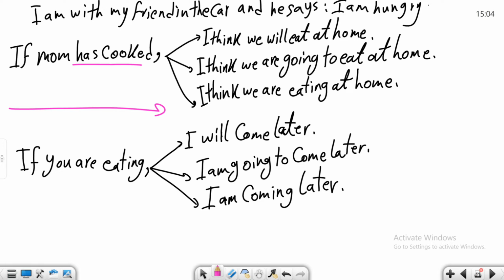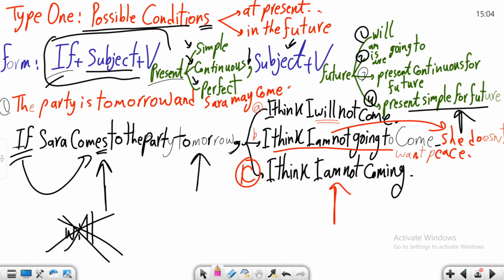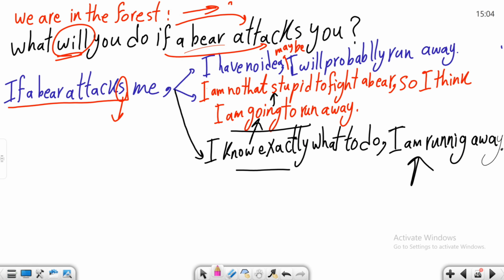We know that this is a present perfect. Has and verb 3 is present perfect. And we said that present perfect is something happened in the past. My mom has cooked. So, has cooked means she cooked in the past. So the subject or the verb happened in the past. And you say, we use type 1, including present perfect, for possible conditions at present or in the future. This is illogical.